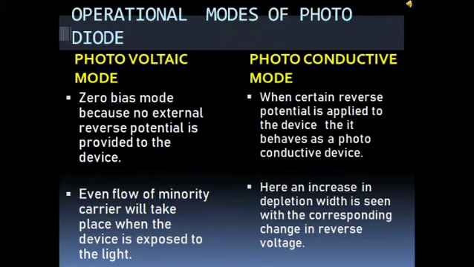Let's talk about the operational modes of a photodiode. First is the photovoltaic mode, also known as zero bias mode. Why? Because there is no external reverse potential provided to the device, but the flow of minority carriers will take place when the device is exposed to light. Next we have the photoconducting mode. When a certain reverse potential is applied to the device, it behaves as a photoconducting device. Here an increase in depletion width is also seen with the corresponding change in the reverse voltage.